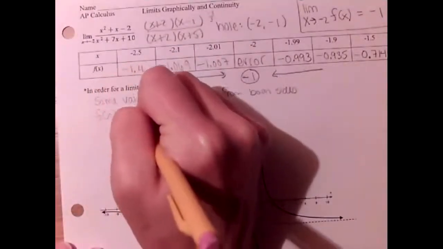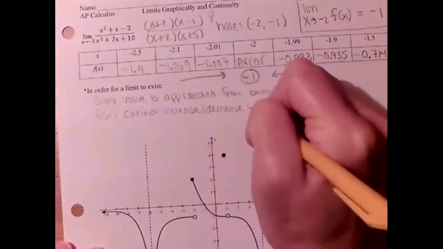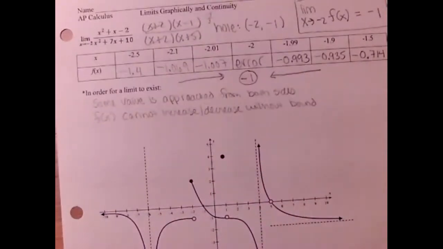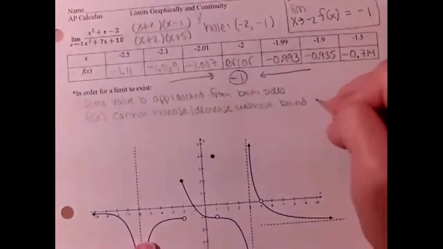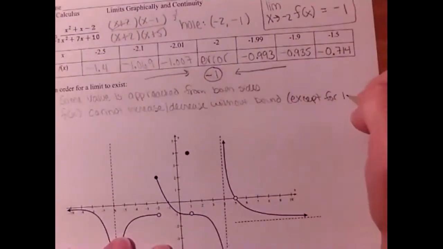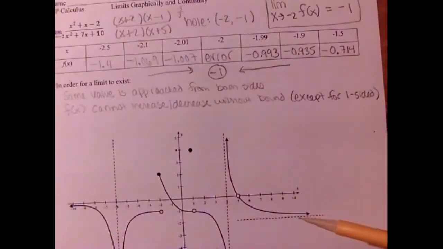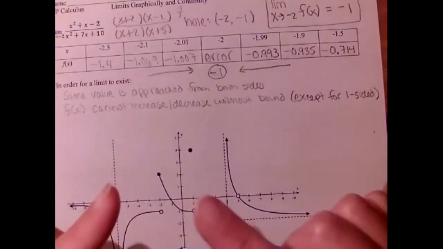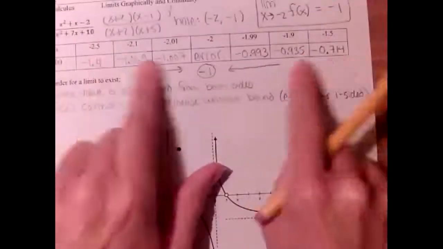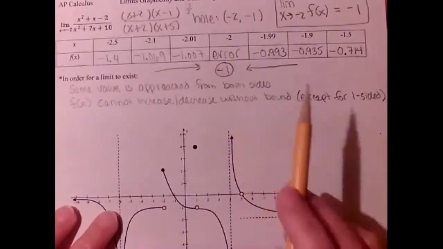Your function cannot increase or decrease without bound. And without bound means forever and ever and ever. Now there's an exception for this, for one-sided limits. You can approach positive or negative infinity as long as it's only from one side. The reason it can't be from both sides is you can't get agreement towards infinity or negative infinity. There's no zooming in on that point and having this agreement. But if it's only from one side, then you can say positive or negative infinity.